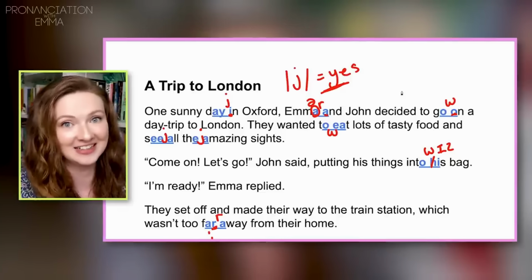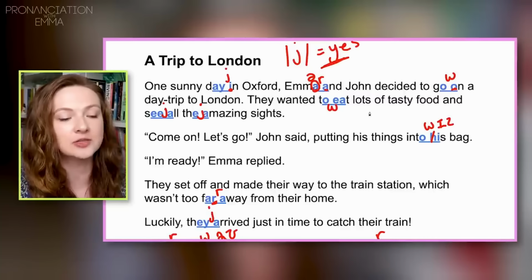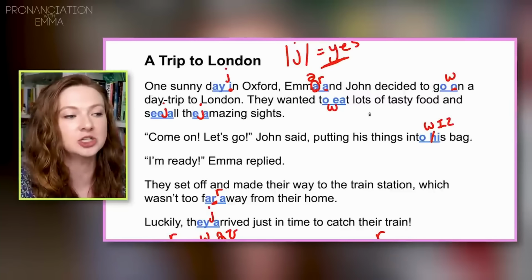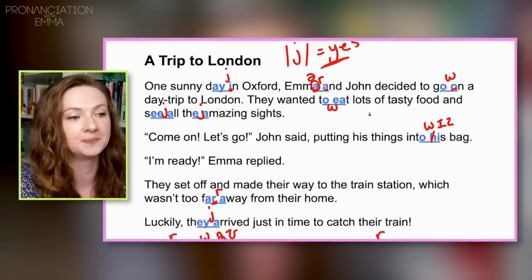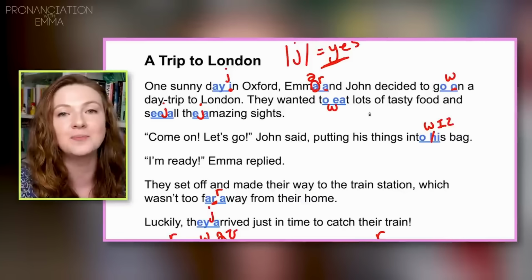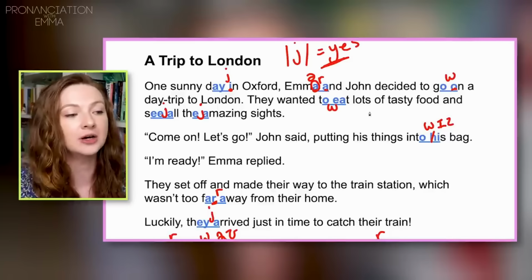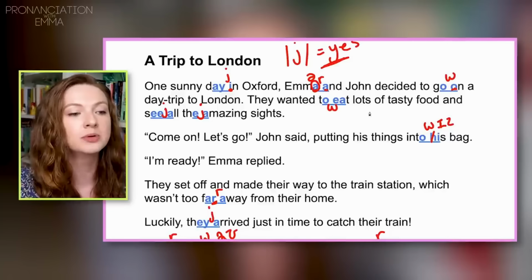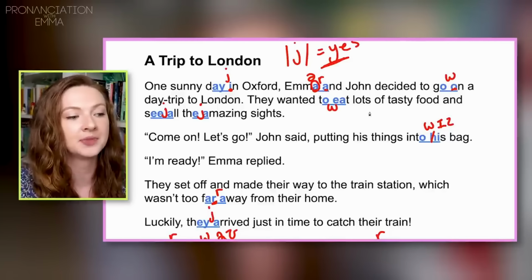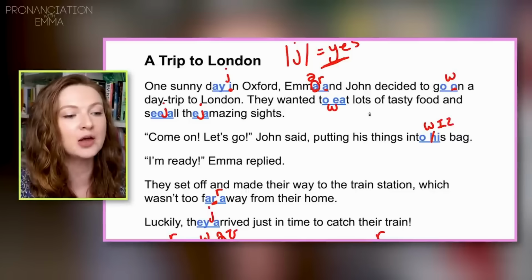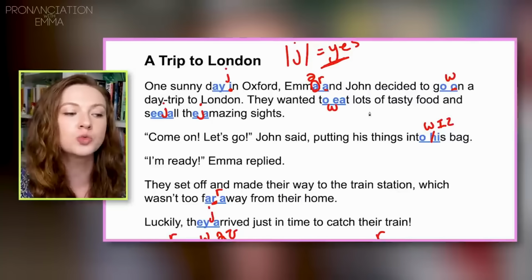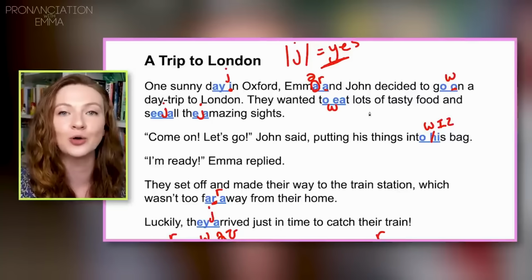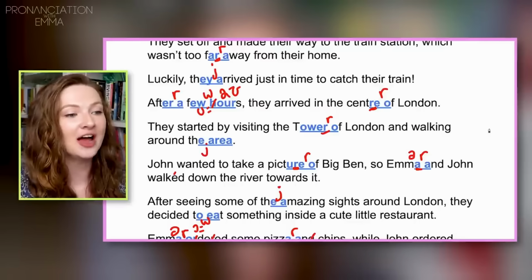A trip to London. One sunny day in Oxford, Emma and John decided to go on a day trip to London. They wanted to eat lots of tasty food and see all the amazing sights. Come on, let's go, John said, putting his things into his bag. I'm ready, Emma replied. They set off and made their way to the train station, which wasn't too far away from their home. Luckily, they arrived just in time to catch their train.